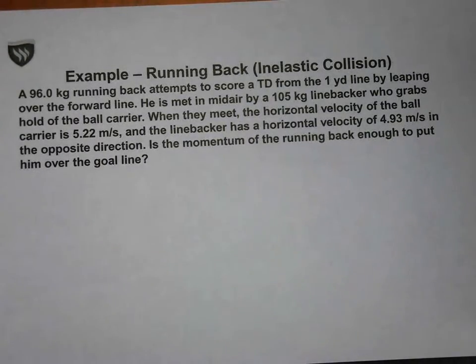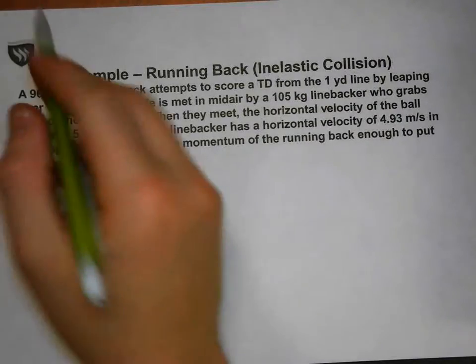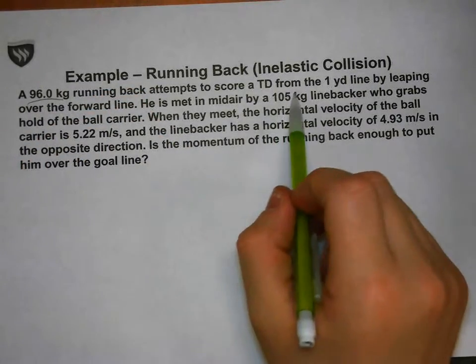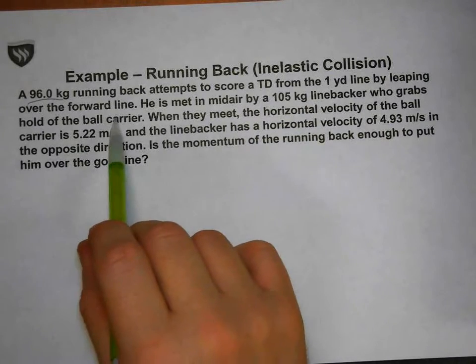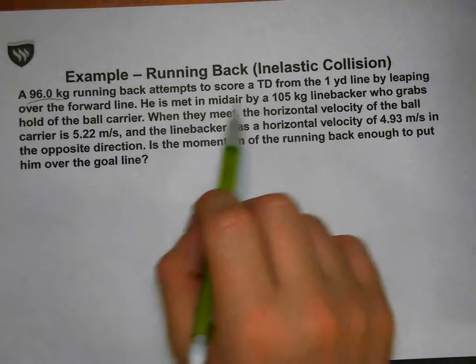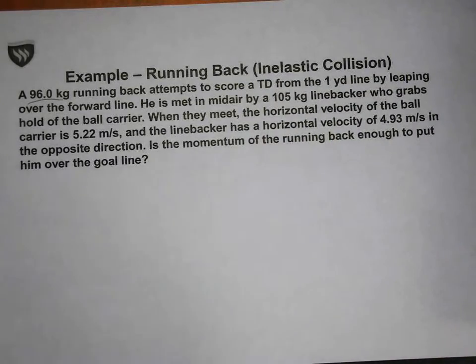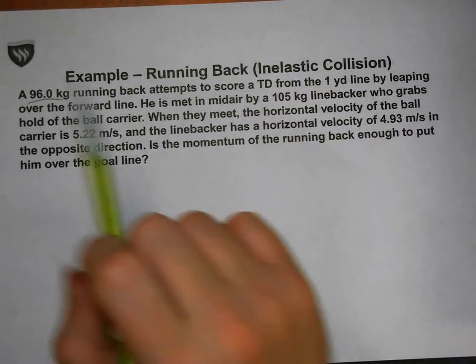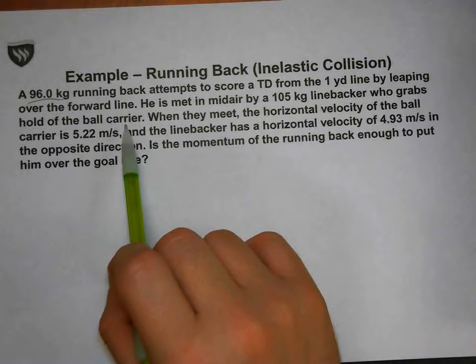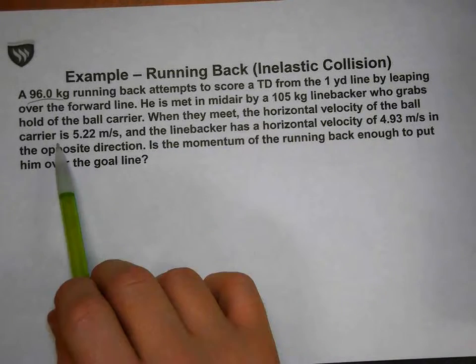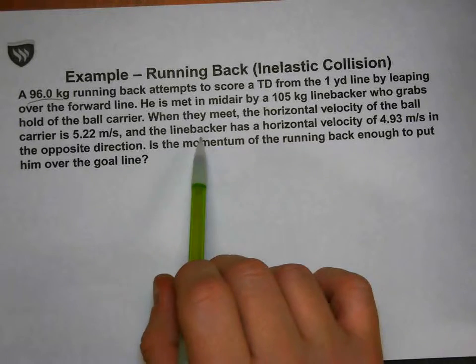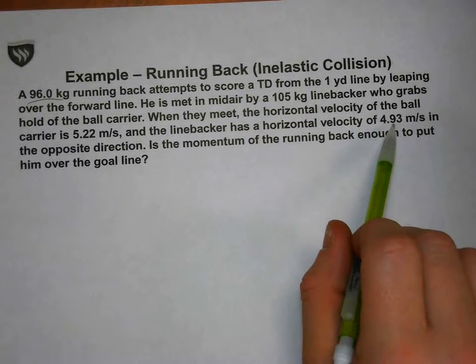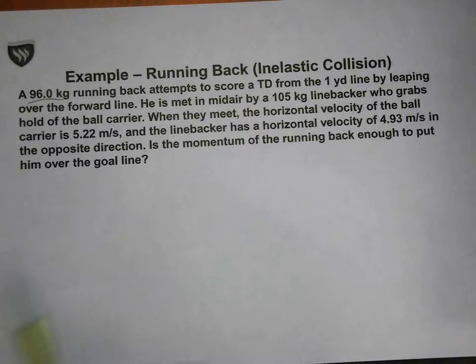Okay, so there is a 96 kilogram running back that attempts to score a touchdown from the 1 yard line by leaping over the forward line. He is met in midair by a 105 kilogram linebacker who grabs hold of the ball carrier. That means it's an inelastic collision because they grab a hold of each other and become like one unit, one mass. When they meet, the horizontal velocity of the ball carrier is 5.22 meters per second, and the linebacker has a horizontal velocity of 4.93 meters per second in the opposite direction. Is the momentum of the running back enough to put him over the goal line?